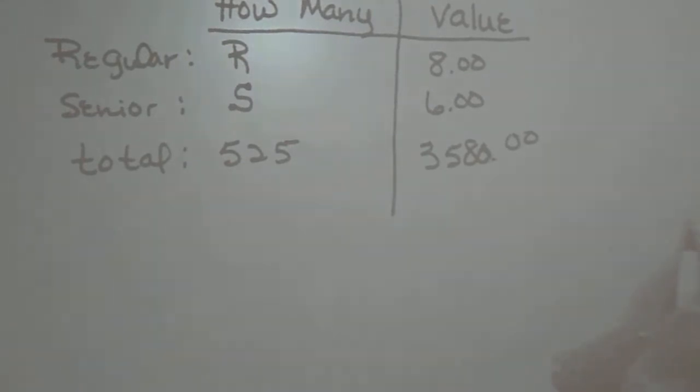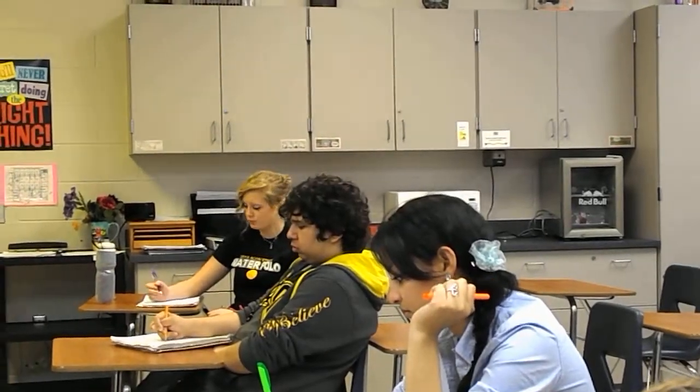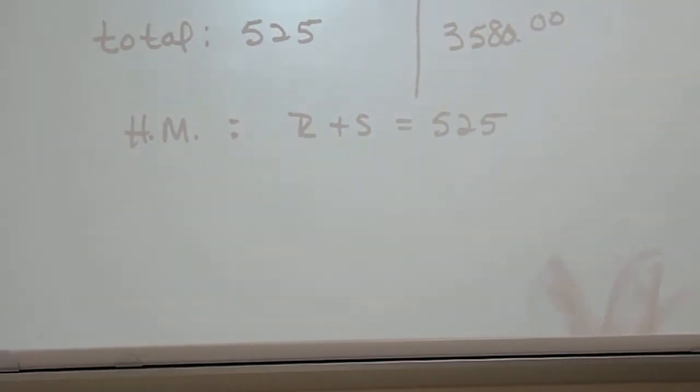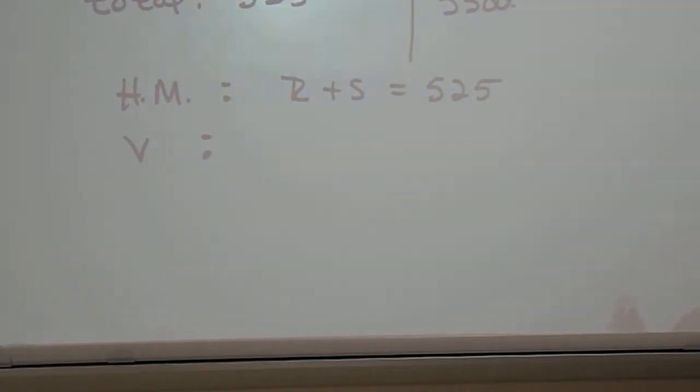Now that we've got everything sorted, we should be able to very quickly write two equations with two variables. R plus S equals 525. Okay, so that's our how many equation. We'll just call it HM for how many. R plus S equals 525. 8R plus 6S equals 3,580. Okay, that's our value equation.